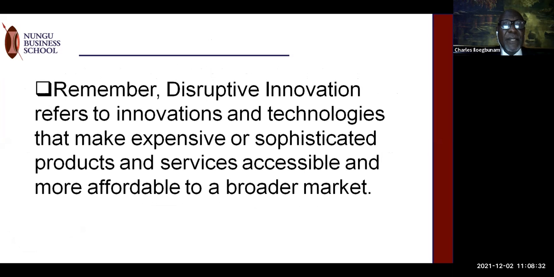Remember, disruptive innovation refers to innovations and technology that make expensive, sophisticated products and services accessible and more affordable to a broader market. Look at what the change in telephony did. Remember the day we were using wire telephone. Look at what the GSM did. It brought it home to everybody. Technology reduced the expense on that and gave everybody accessibility. It is disruptive, but it solved the problem of the people.